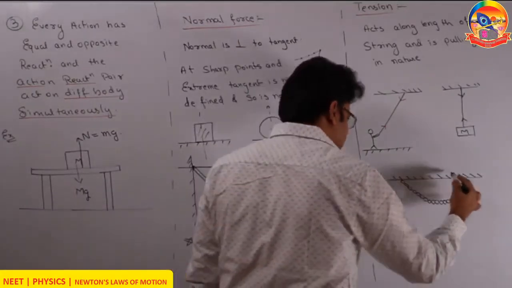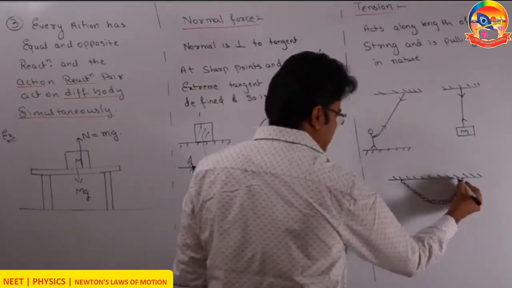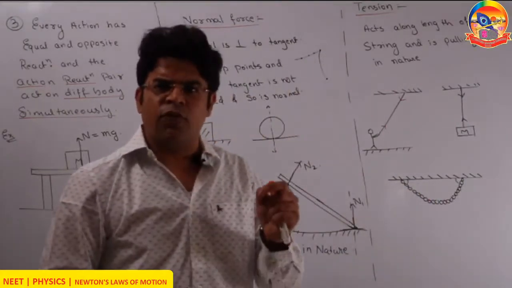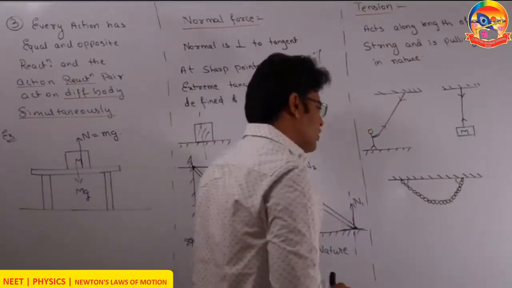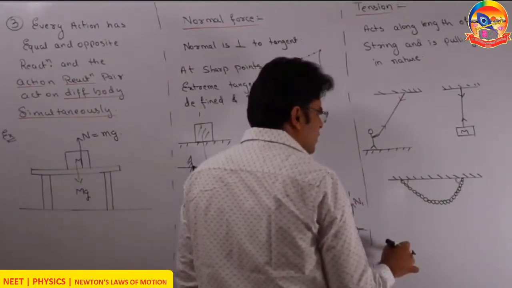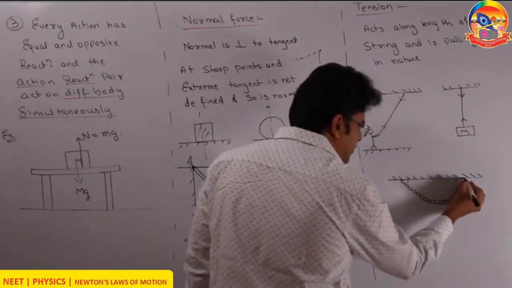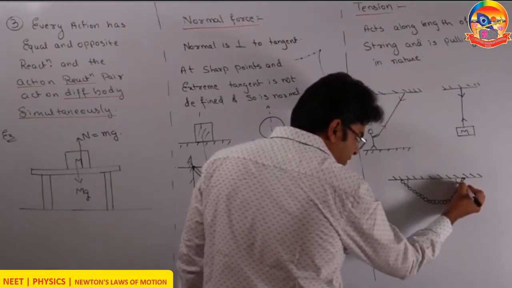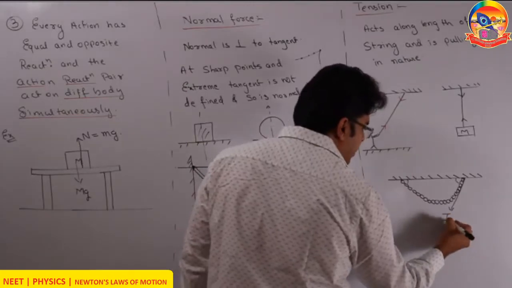Let's take one more example. Let's say we have this ceiling and from two points on this ceiling a chain is hanged. And let's say these are the two angles made by the chain. What is the direction of force applied by the chain on this ceiling at this right point? Now here, the force of tension acts along the length of the string and is pulling in nature. But which length? The local length. So now here the string will pull the ceiling. The force by this chain on the ceiling will be in this direction, pulling in nature.